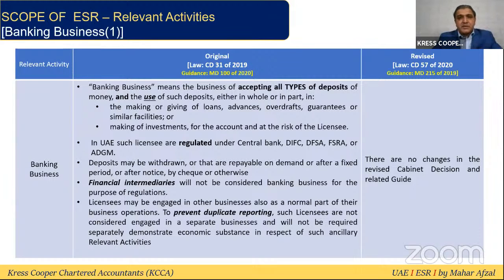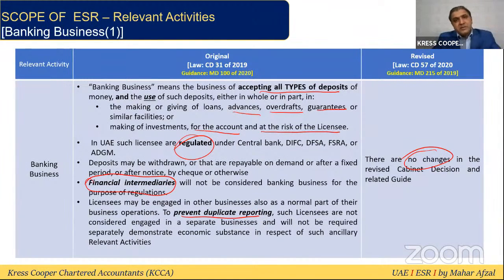The first activity is banking business. There is no change in the banking business; the concept and definition are the same. If the bank is accepting deposits and giving loans, advances, overdraft, guarantees, or making investments at the risk of the licensee, then it will be considered banking business. Otherwise, it will not be considered banking business. They say it must be regulated. Moreover, they said financial intermediaries will not fall within the scope of ESR. They said duplicate reporting will be avoided as well.